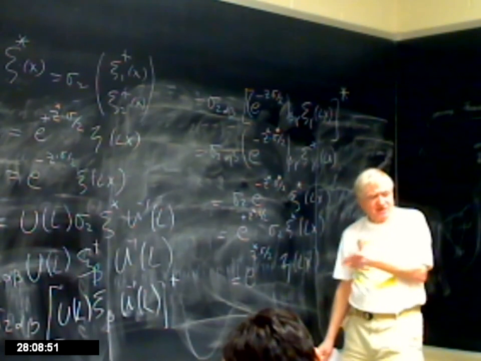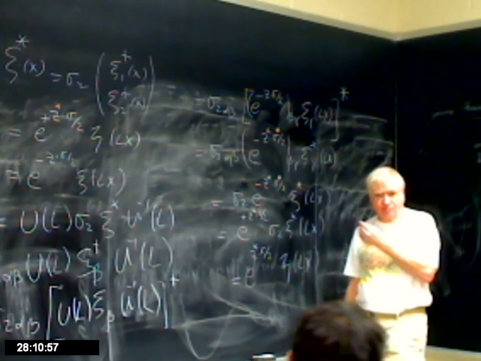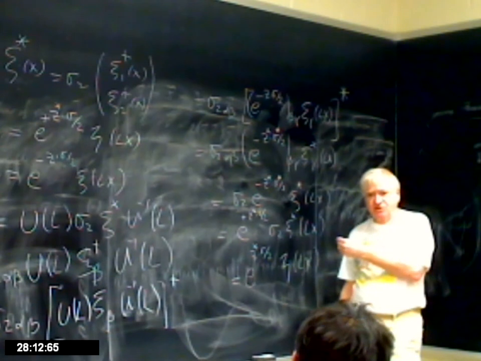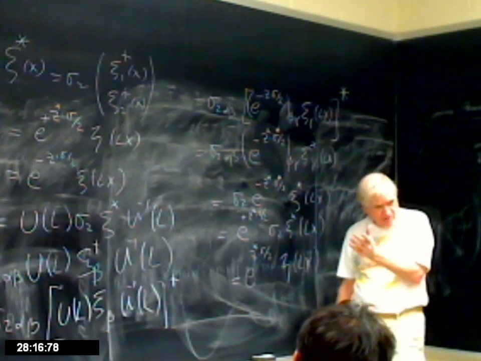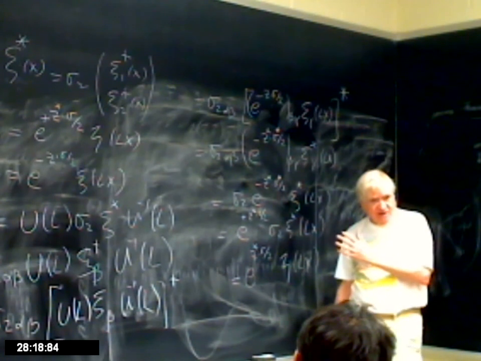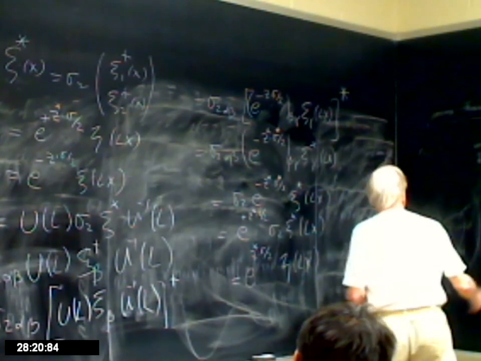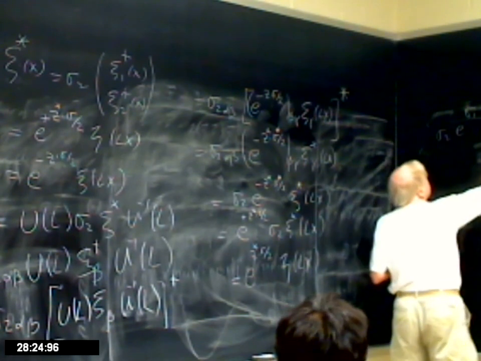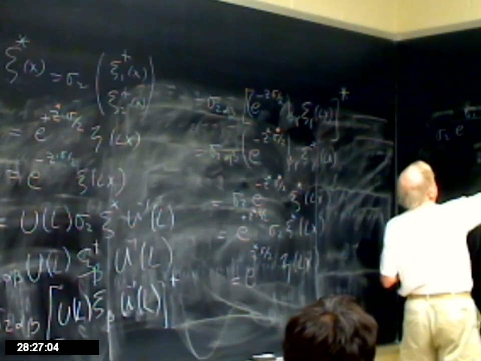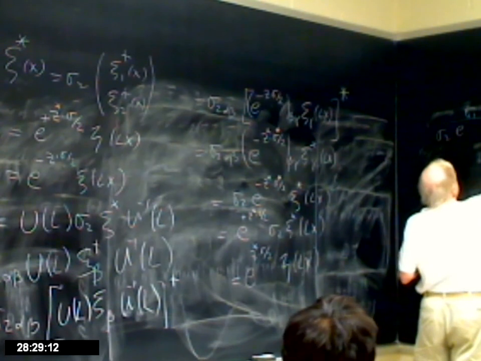Now, here I've assumed that everybody knows that when you pull a sigma 1 or a sigma 3 through a sigma 2, you get a minus sign on the sigma 1 and the sigma 3. In other words, sigma 2 e to the sigma 1 is e to the minus sigma 1, sigma 2.